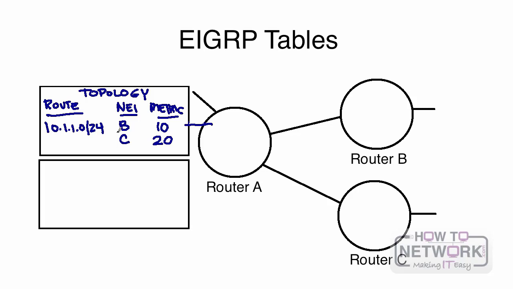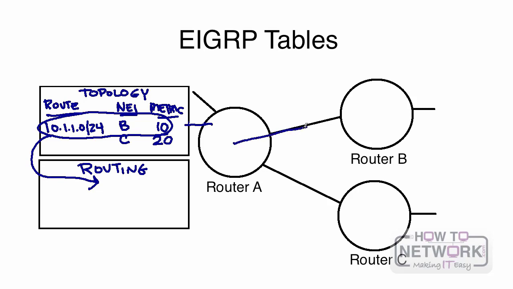So for this simple example, let's just say that the router now realizes that the successor route, the best route, is going to be the path through router B. Now, once the DUAL algorithm has run and it realizes this, it then takes that path and places the successor route into the routing table, in this case the IP routing table. So now we know the successor is to router B and the feasible successor path is to router C.